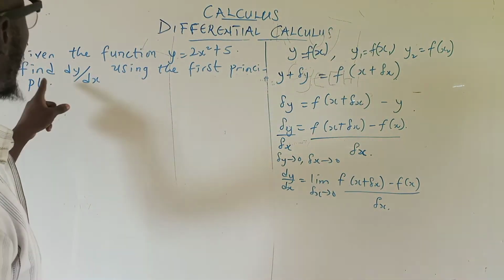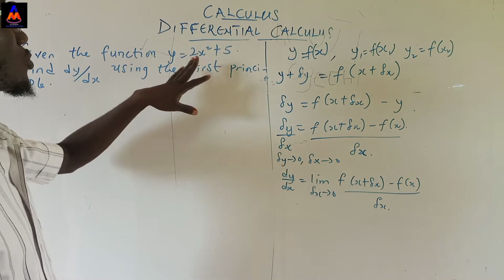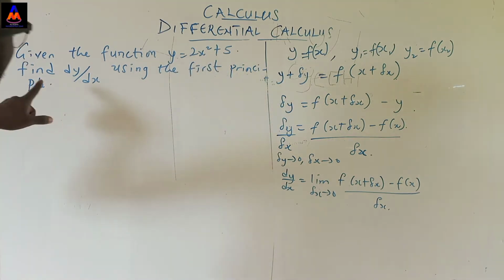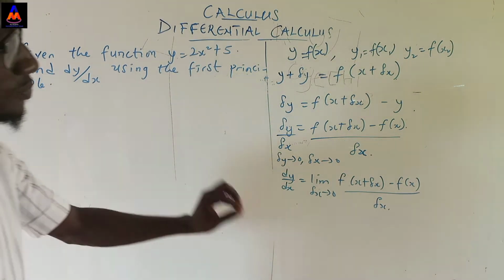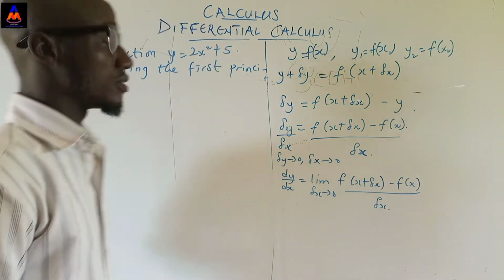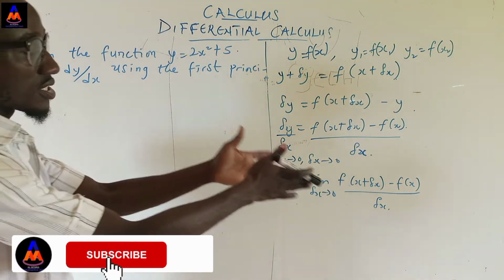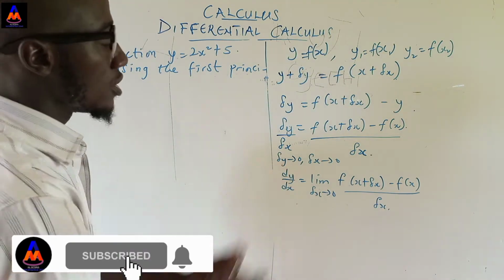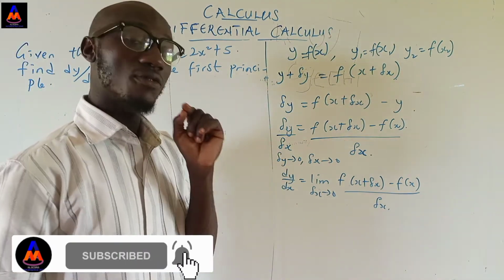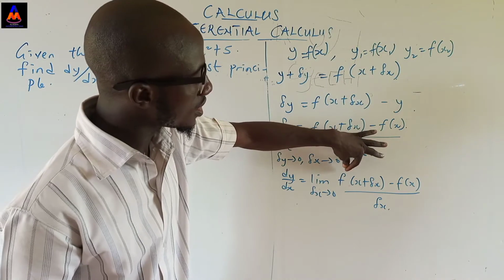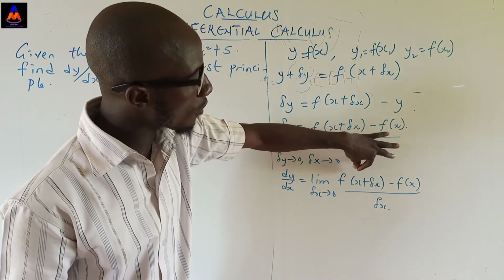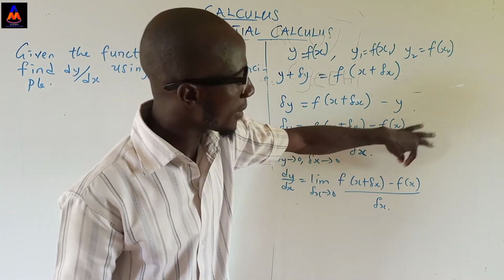Gradient, or we call it the derivative of this function y equals 2x squared plus 5, using the first principle formula that we established now. Now I can just solve it using this formula since I know my formula here. All I need to find is this portion, which is f of s plus change in s minus f of s.